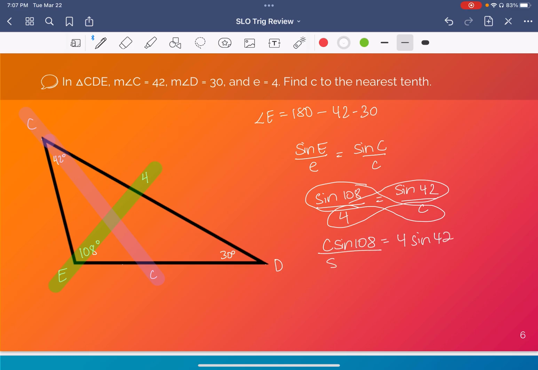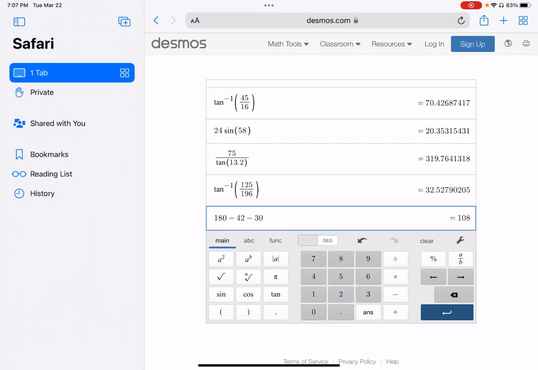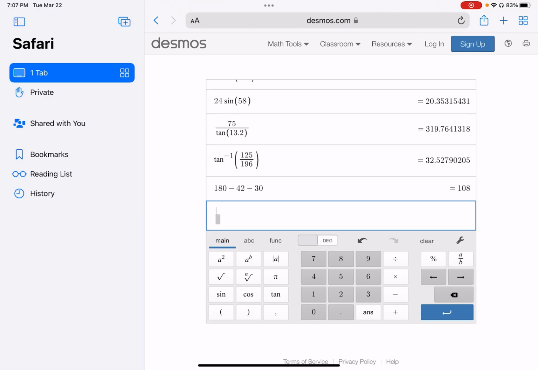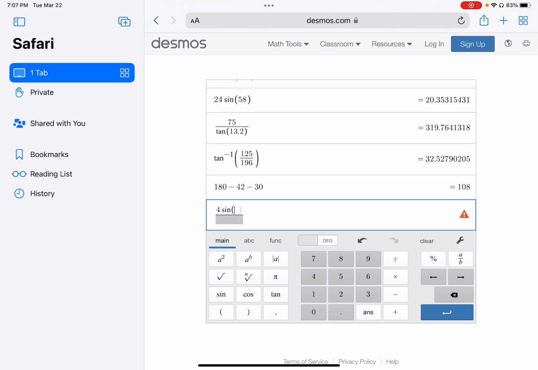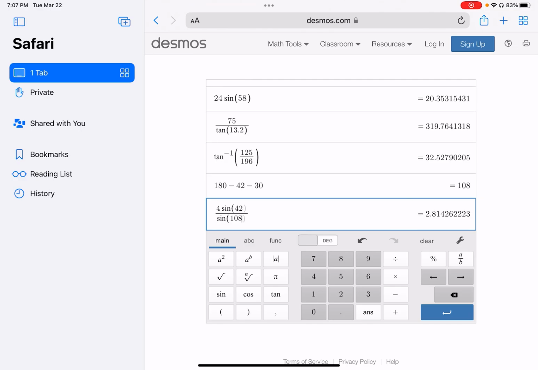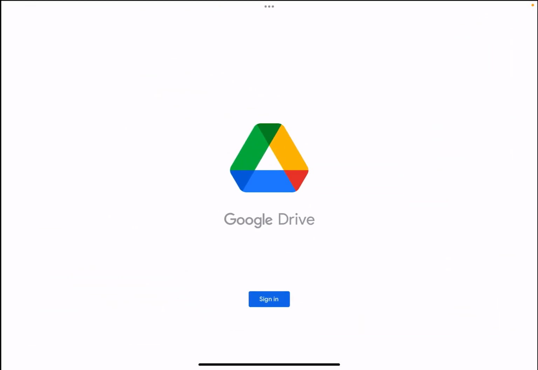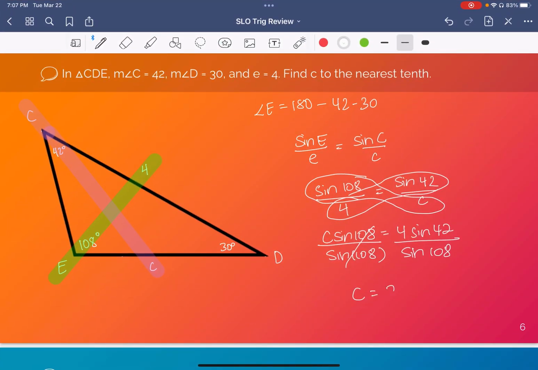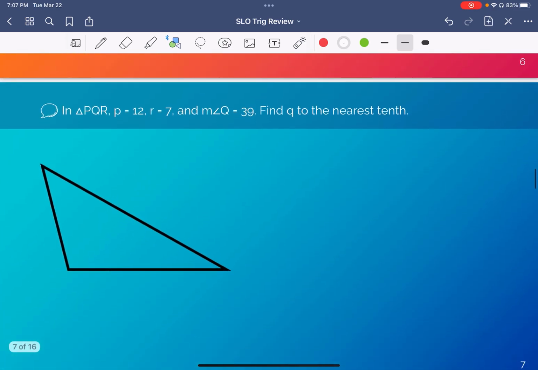To get C by itself, I'll have to divide by sine of 108. And then I'll put that straight into the calculator. So we have 4 sine of 42 over sine of 108, which is 2.8 approximately. And it's to the nearest tenth, so that's perfect. Okay, moving on to the next question.